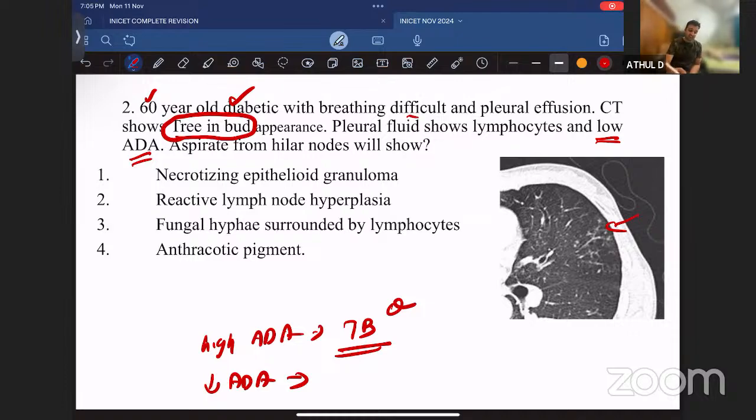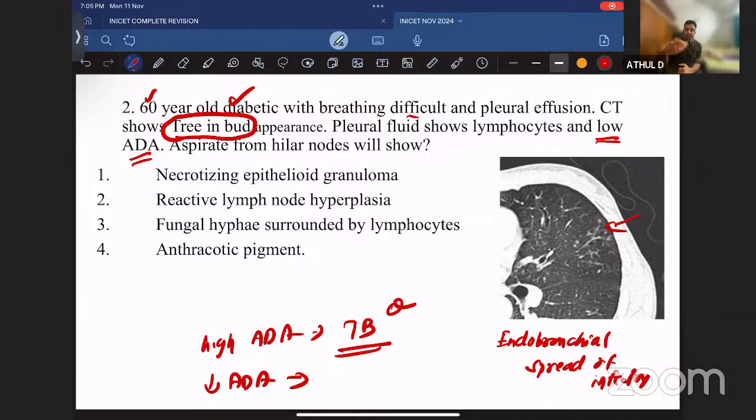So if the question says low ADA level, then you should think about something like any fungal infections. Okay, fungal infections can show this type of tree in bud appearance. Any infection which can spread through endobronchial route will show tree in bud type of appearance. Okay, that is the concept. A tree in bud appearance comes because of endobronchial spread of infection.